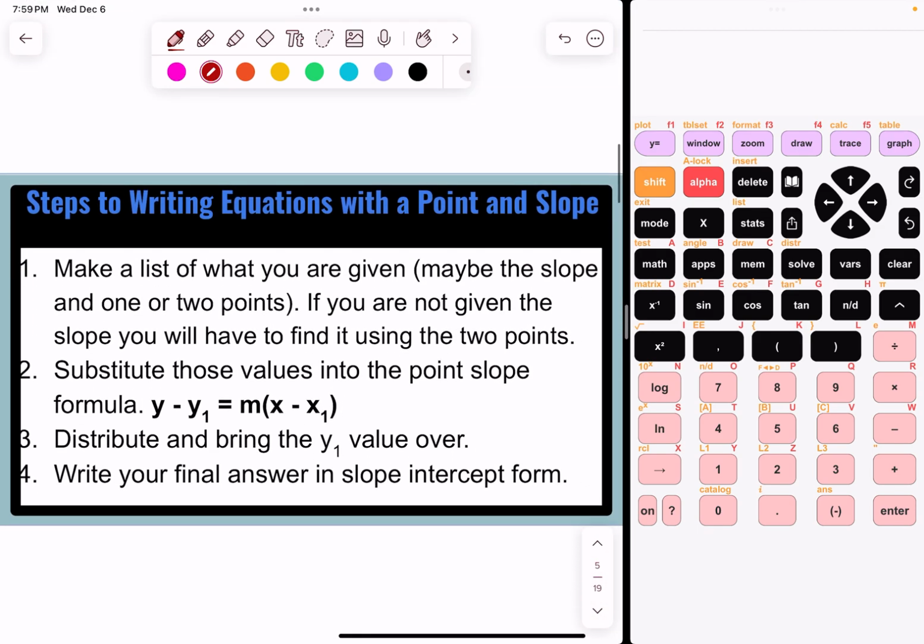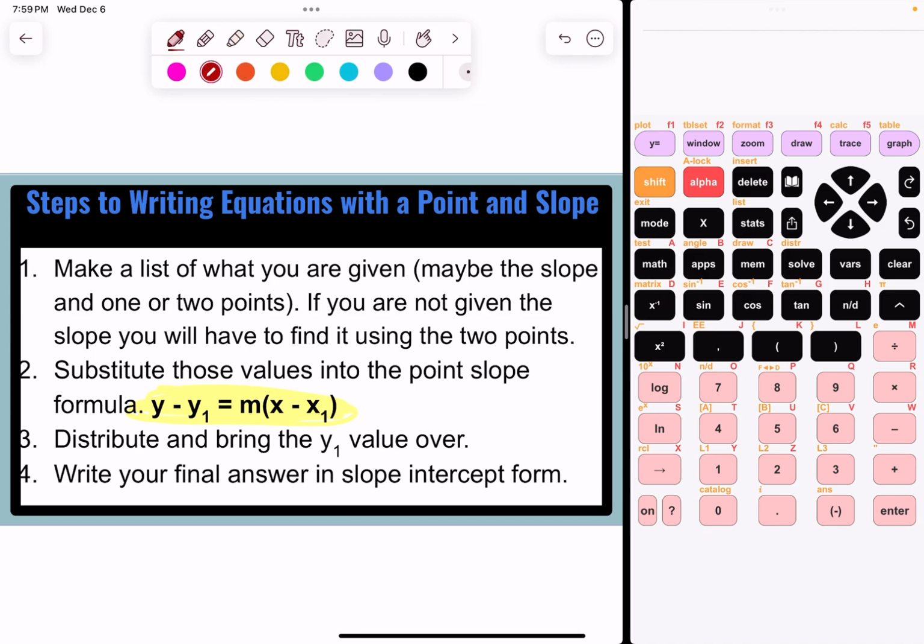In order to do this, we are going to make a list of what is given. Maybe the slope is given. Well, here the slope will be given in today's lesson. And then we're going to write down the 1 or the 2 points that are given. In this lesson, just 1. If we were not given the slope, like we won't be tomorrow, we will use the 2 points in order to find the slope. Then we are going to substitute the values into the point-slope formula. That is this formula right here, which is given to us on the reference table on the Regents.